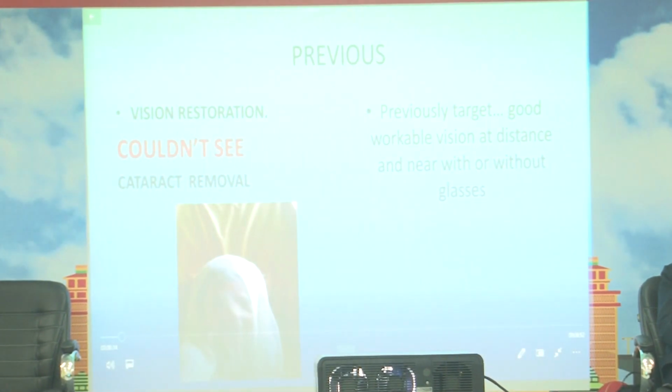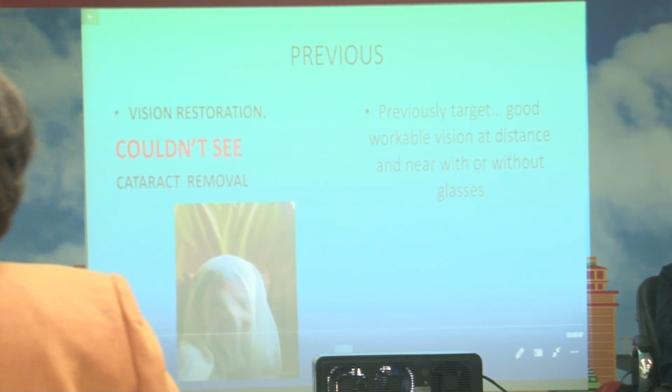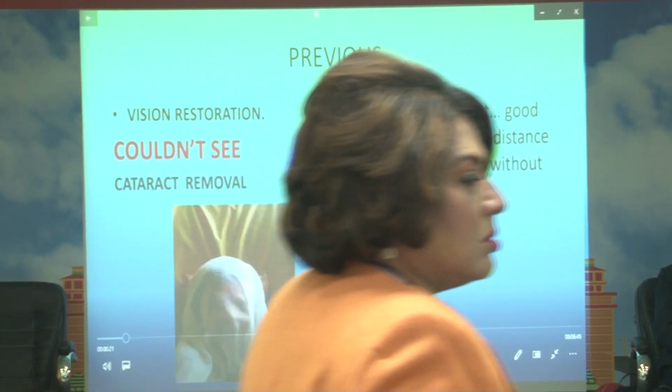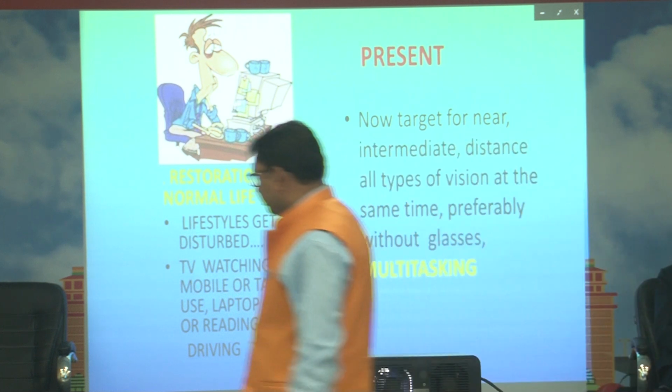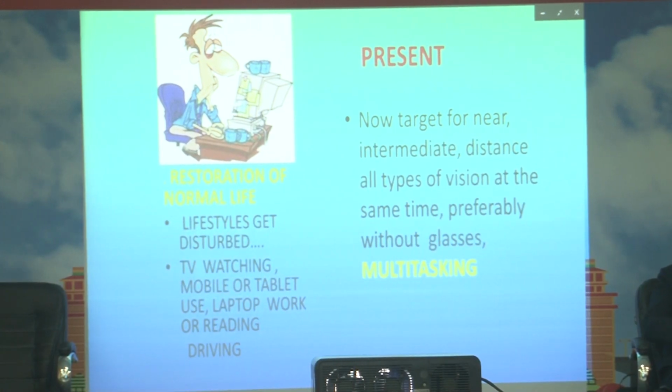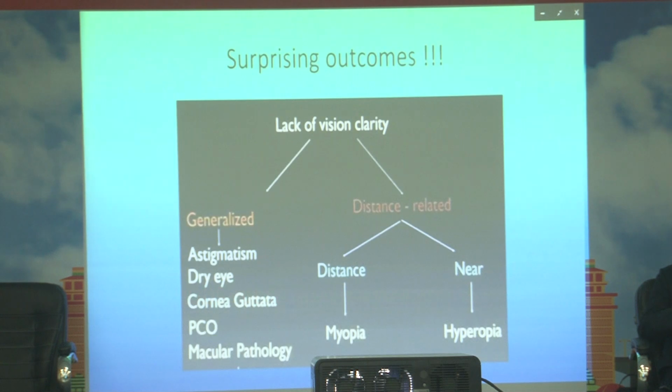Now previously the goal was to restore good vision. That was all for cataract surgery, removing the obstruction that was there, with or without glasses, to see well. But now we need multitasking, looking at all distances, intermediate, near, or distance. The lifestyle IOLs are there. People need to see at all distances, and the dilemma is that there are Google teachers; people know about the newer IOLs, they ask for it. So we need to spare more time with them and choose the best IOL that suits them.